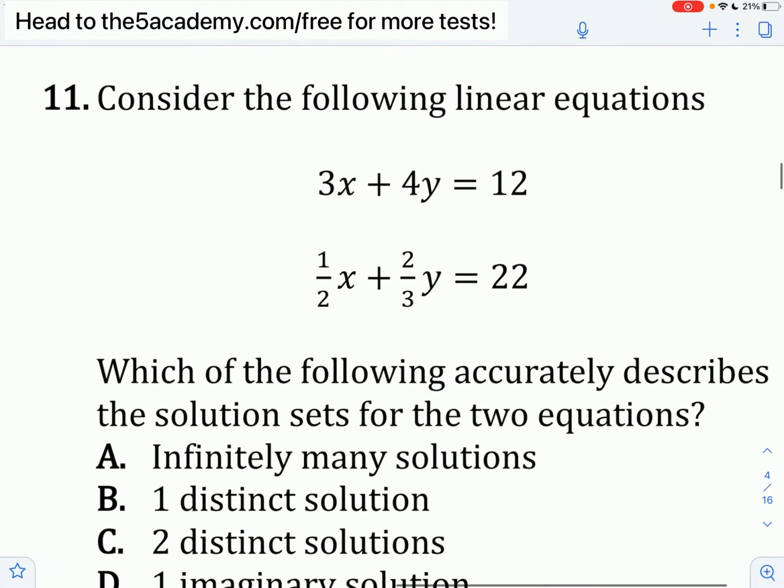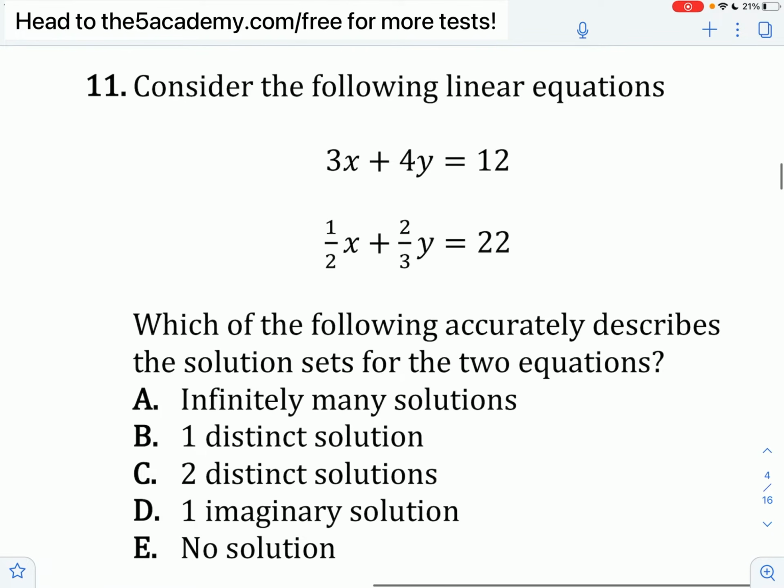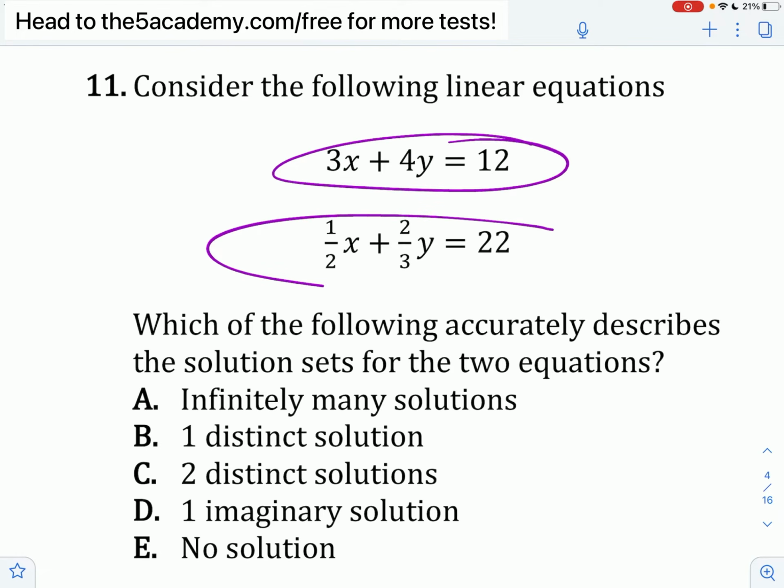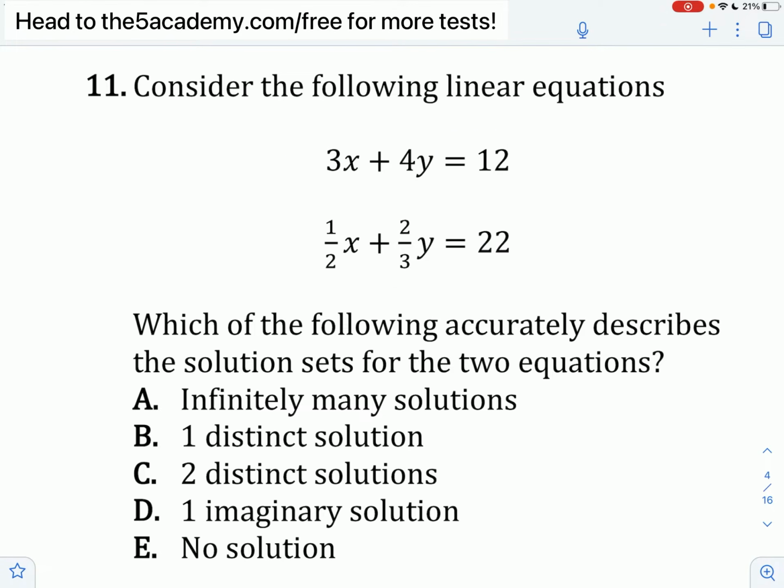Very simple. Consider the following linear equations. Which of the following accurately describes the solution sets for the two equations? So the way you can do this, at least what I would do, is rewrite them in y equals mx plus b form. Because when you have them in this form, you can immediately understand everything you need to know about how these equations look. You know the slope, whether it's positive or negative, whether the lines are going to intersect or not.